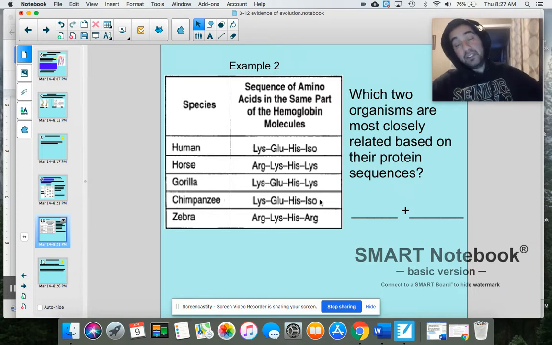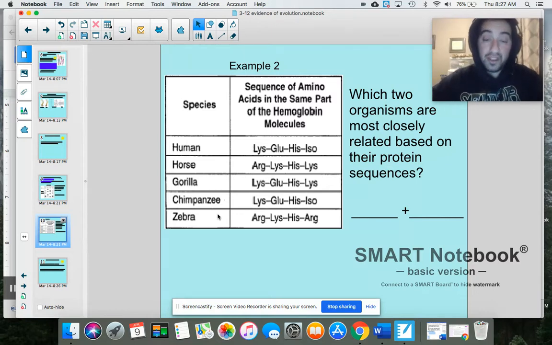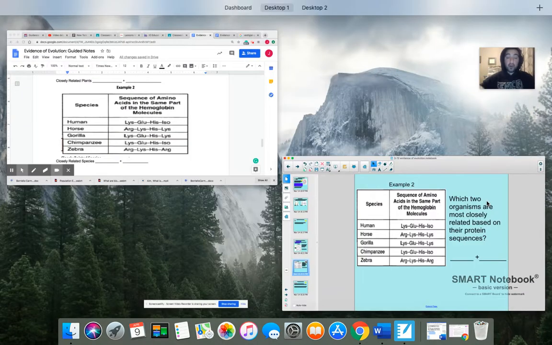You can leave gorilla, but I would like you to also add that humans and chimpanzees have a very, very similar sequence of amino acids. So you could put humans plus gorillas plus chimpanzees, or if you want to just put human and chimpanzees, that's fine. All right, so you go ahead and do that in your guided notes.